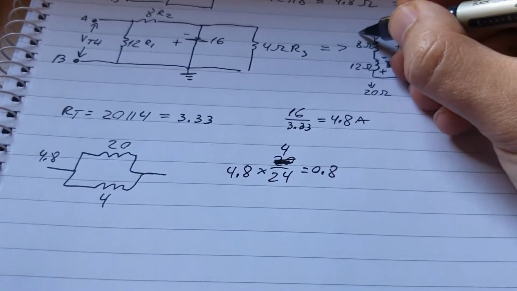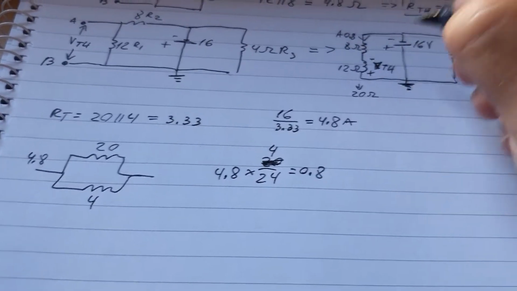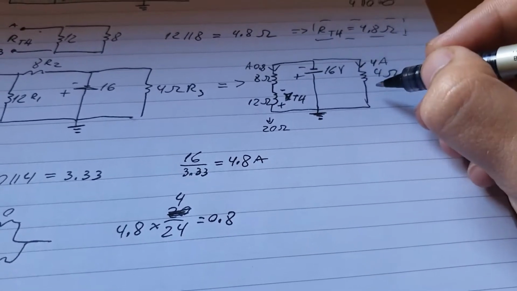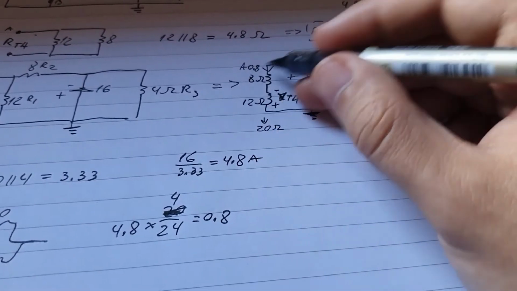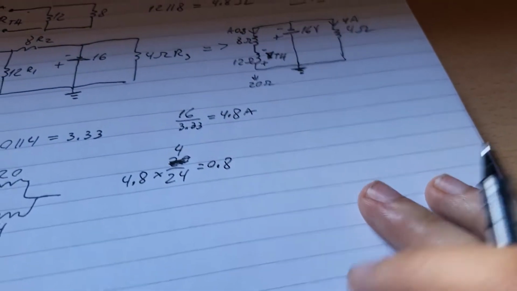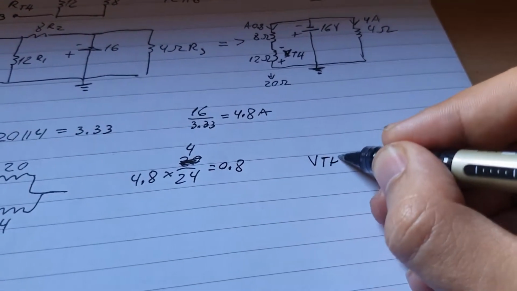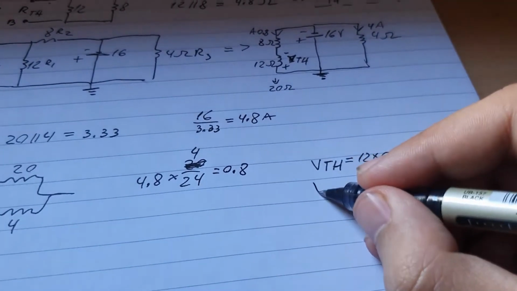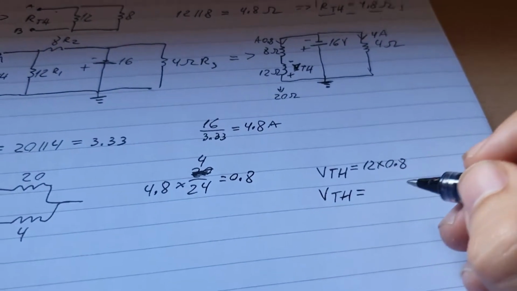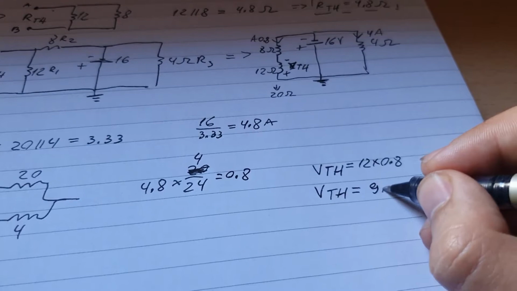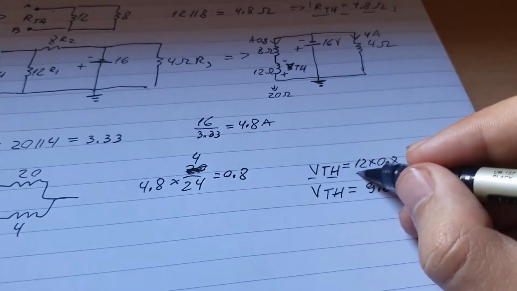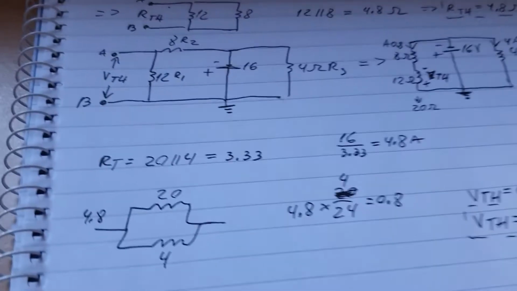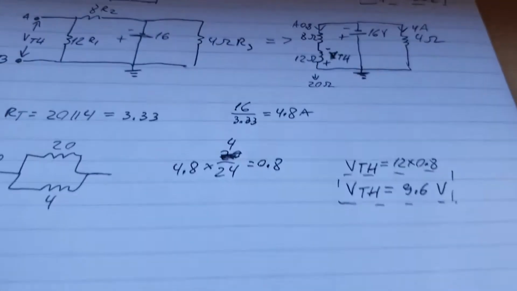So 0.8 amps are going in this direction down here, so that means that 4 amps are going in this direction. We don't really care about this one, we care about this one here. So this will make it simpler. So then VTH will be equal to 12 times 0.8. So VTH is equal to 9.6 volts. Let's box it again. And it's our VTH. So we found our RTH and we found our VTH.